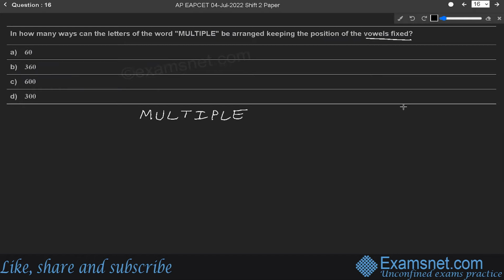The word MULTIPLE has 5 consonants. The 5 consonants are M, L, T, P, and again L. L is repeated here. So the total permutation for the 5 consonants will be 5 factorial upon 2 factorial, repeating L because you can see that L is repeated 2 times. So it will be equal to 5 into 4 into 3 into 2 factorial divided by 2 factorial. 2 factorial and 2 factorial will be cancelled. 5 into 4 into 3 will be 60.